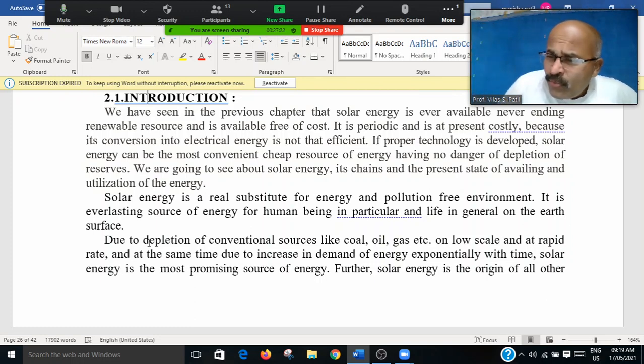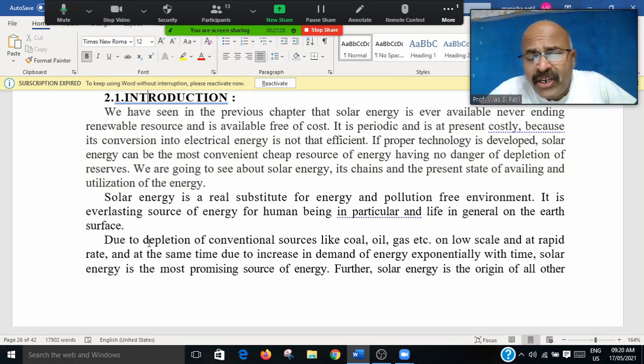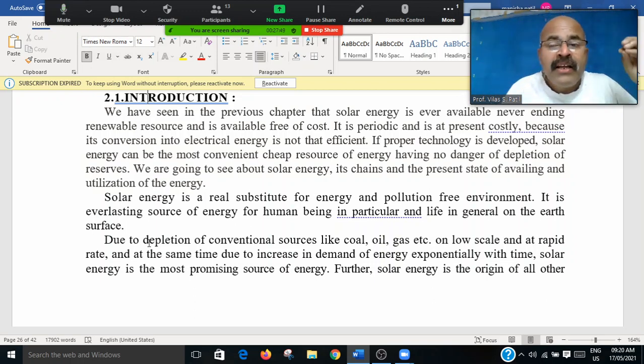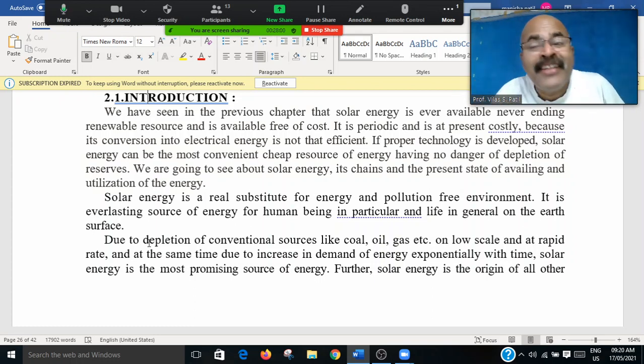When coal is to be burned, that temperature is used for vaporization, and those vapors are pressurized and are incident on the turbines. The turbine is rotated, the mechanical energy is produced, and that mechanical energy is converted into electrical energy. This is the process. The burning is the initial process when we use coal as the raw energy source.